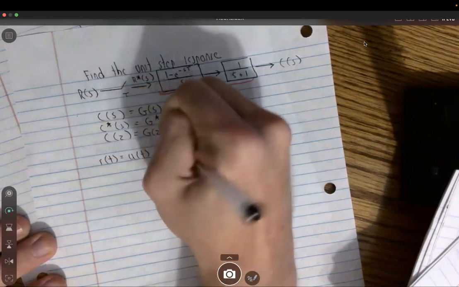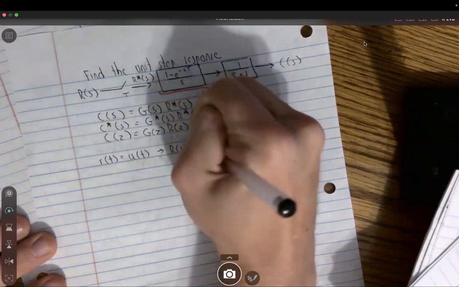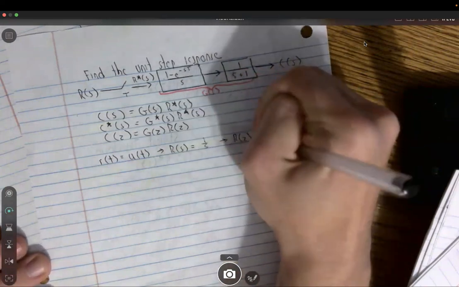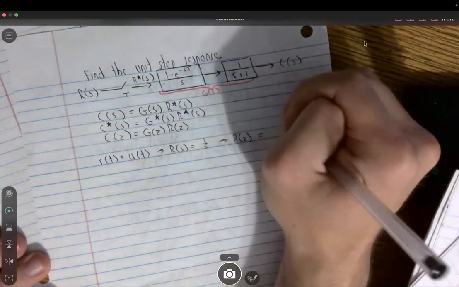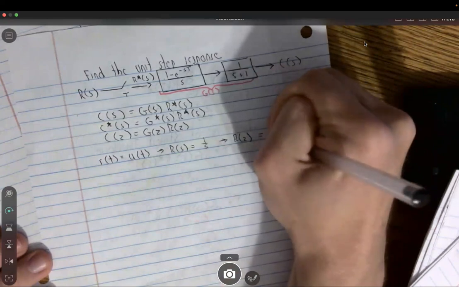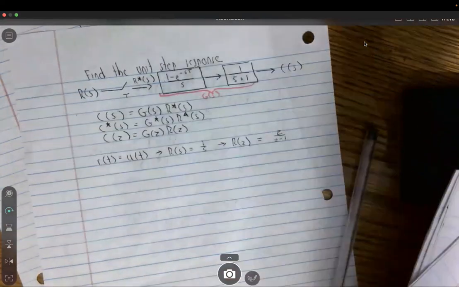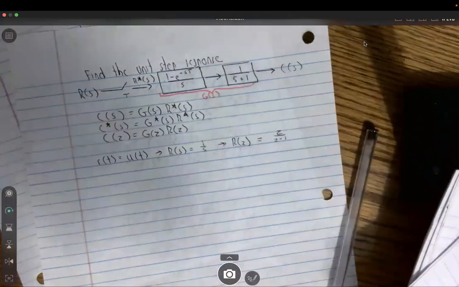Converting this to the S domain, R of S is equal to 1 over S. And converting this to the Z domain, if you look at your Z transform table, it's going to just be Z over Z minus 1. Okay, so we found R of Z. Now we need to find G of Z. So G of Z is the more difficult part.